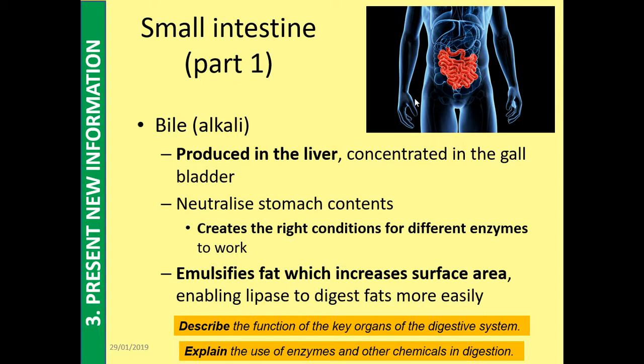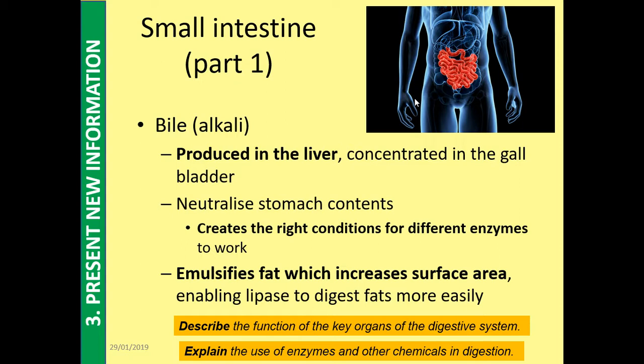Again, lots and lots happening here in the small intestine. So this is where the liver and the gallbladder have come into play. The liver made the bile, and the bile is slightly alkali. And when the liver makes the bile, it then concentrates it, or you could just say stores it, in the gallbladder, which is just a tiny organ just below the liver. This has the effect, again, two functions. The first one is to create the right conditions for enzymes in the small intestine to work.